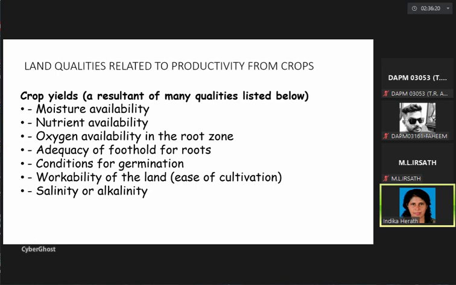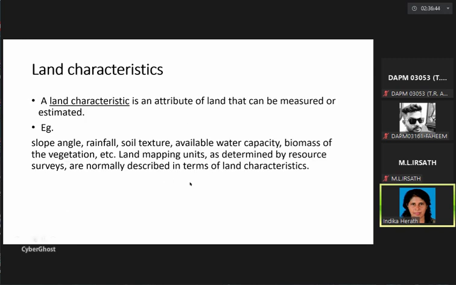Okay. Land quality is about productivity from crops, especially those land qualities that are related to productivity, listed here in terms of their effect on the crop yield, moisture availability, right? So these previously mentioned land characteristics, most of them we have actually discussed. Slope, rainfall, and texture are something that we will talk about in future when it comes to soil. And available water capacity is related to the amount of moisture that can be held by the soil.